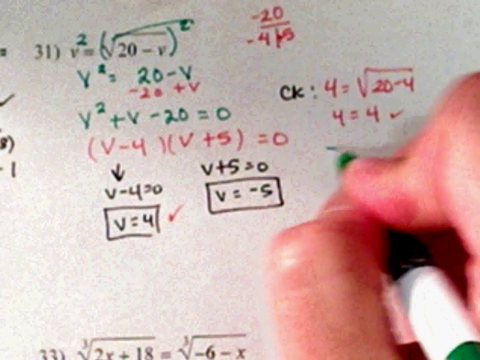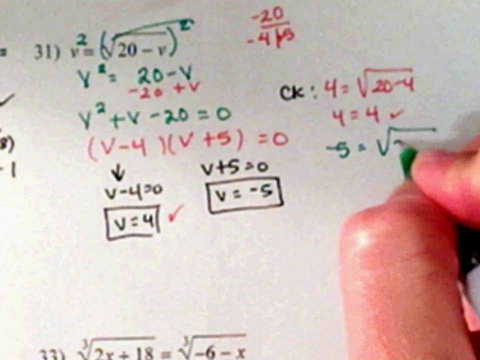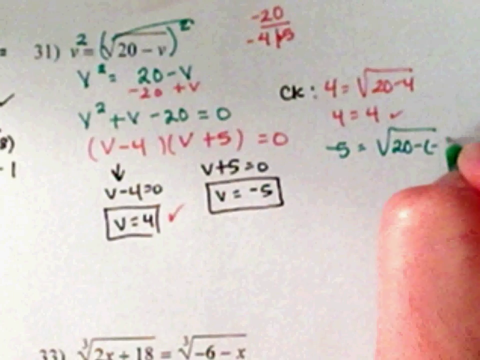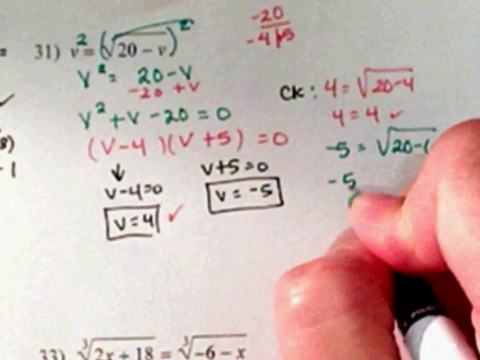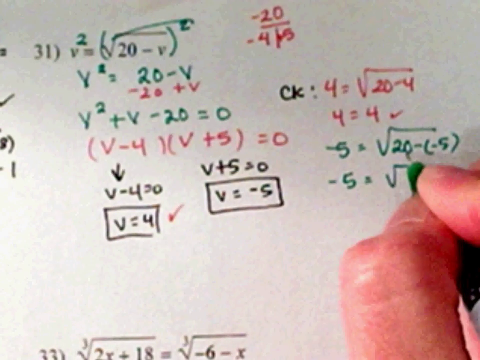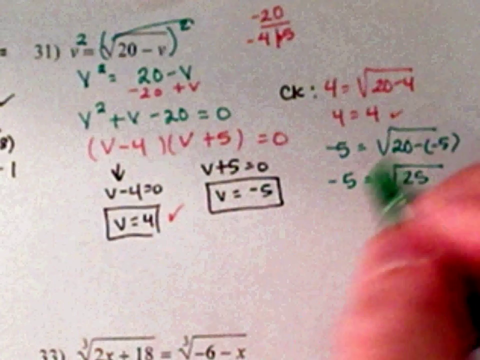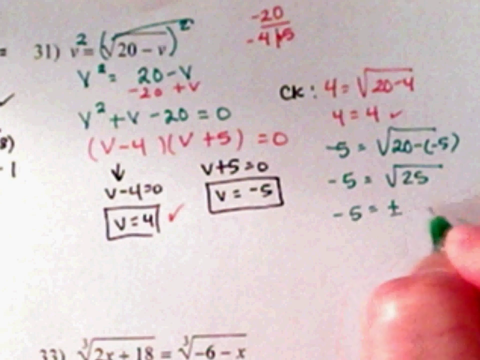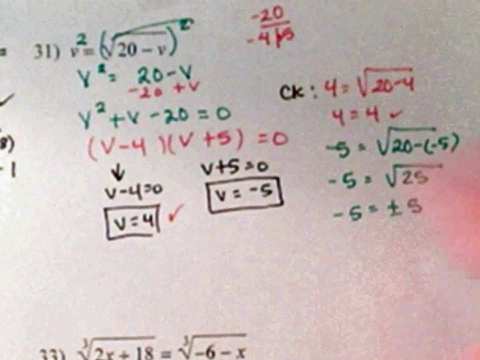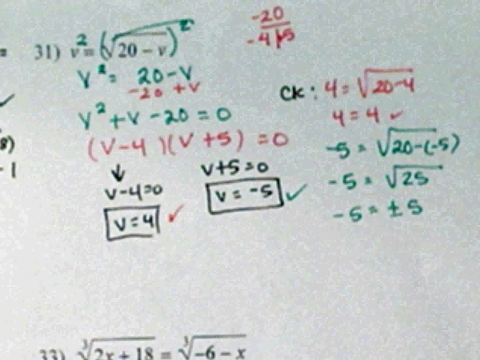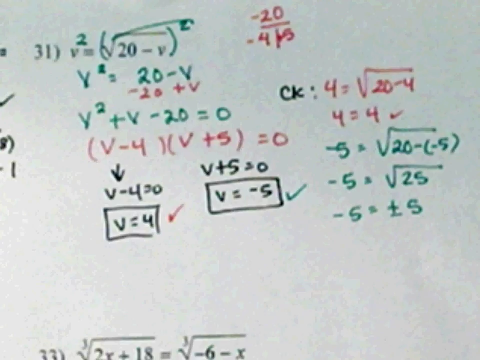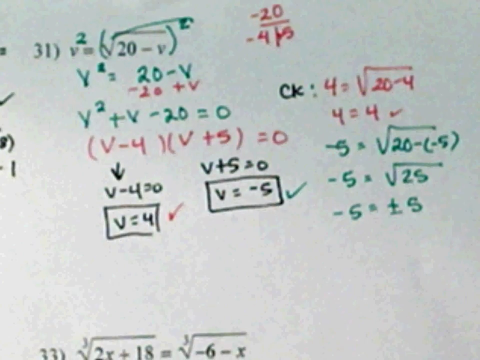Negative 5 equals square root of 20 minus negative 5. So negative 5 is equal to square root of 20 plus 5, which is 25. And square root of 25 is plus or minus 5. Are they equal? Yep, they both work. Okay. Number 32. So both of those are the answers.